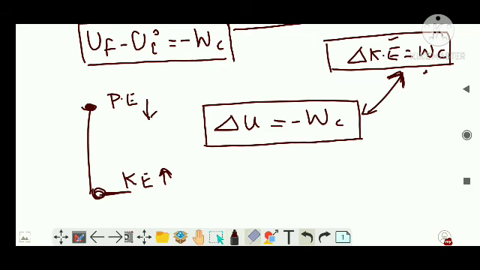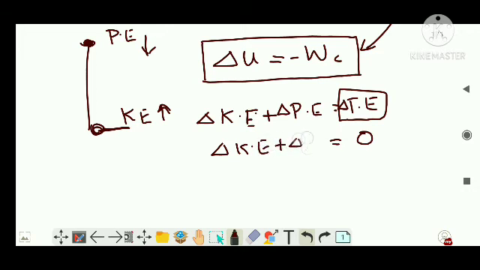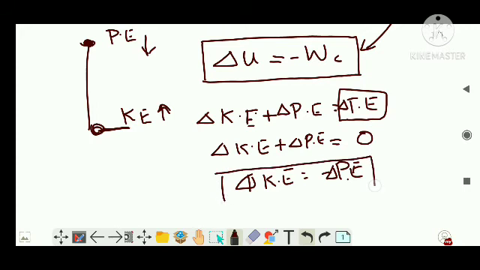Clear? Or you can even explain it in another way. You know, kinetic energy plus potential energy is total energy, or total mechanical energy, right? Here let's put delta, here also delta, and here delta. This is an entire system, so the change in total energy of the entire system is, let's say, 0. So I can say delta KE plus delta PE will be equal to 0, or delta KE is equal to minus delta PE. You can even explain it this way. So the change in kinetic energy is equal to the negative of the change in potential energy.